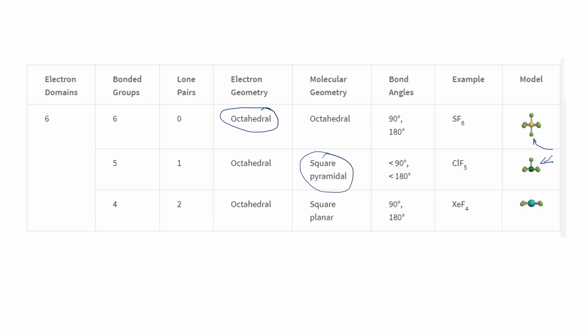However, when we put the second lone pair in, which is the last line in this table, we want that lone pair to be as far away as possible from the other lone pair, because lone pairs repel each other more strongly than they repel bonding pairs. So we want to put it on the opposite side of the molecule, and that ends up in a structure that's called square planar.